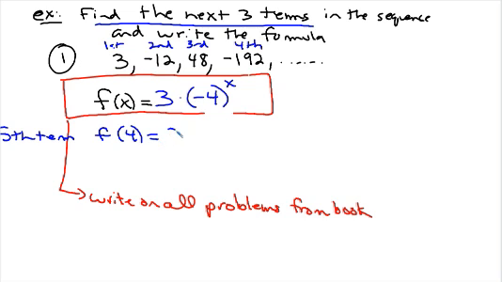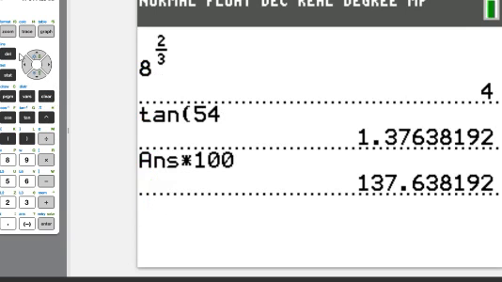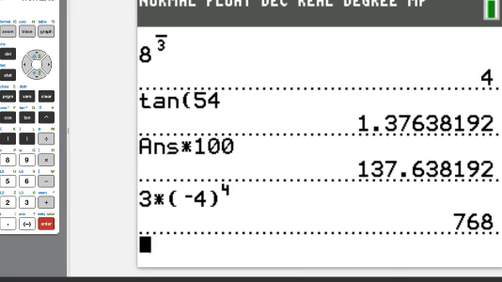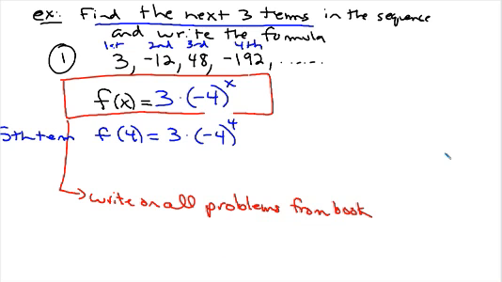F of 4 would be 3 times -4 to the 4th power. And we're trying to find the 5th term, so it's going to be 3 times -4, make sure you put in parentheses, caret 4th power, and we get 768. So the next term up here is 768.